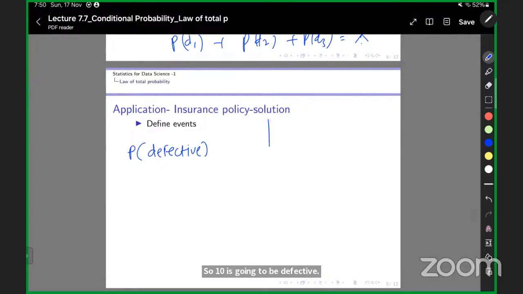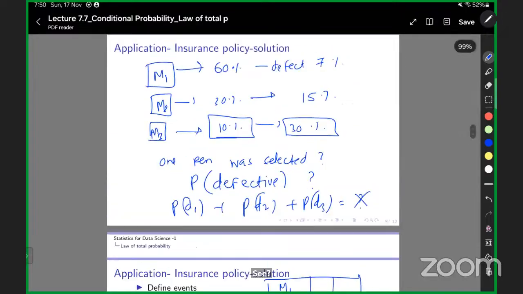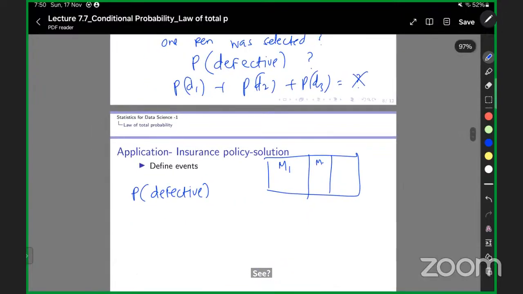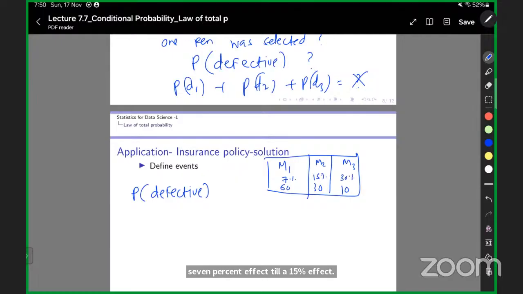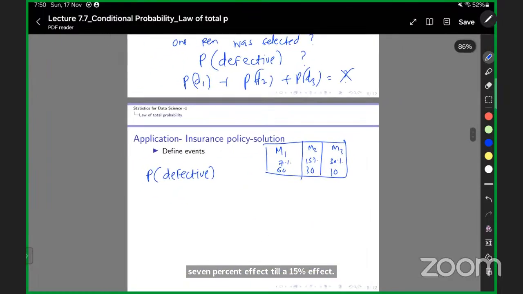Or if I draw our diagram, let's say this is machine 1, machine 2, this is machine 3, right? Exhaustive events, different machines will not produce the same pen, not possible. This will produce 60, this will produce 30, this will produce 10. This will have 7% defect, this will have 15% defect, this will have 30% defect. Okay, now I want to figure out whether it is defective or not.